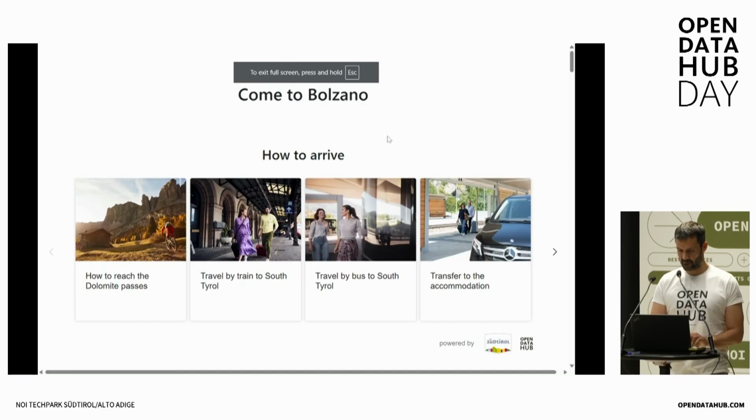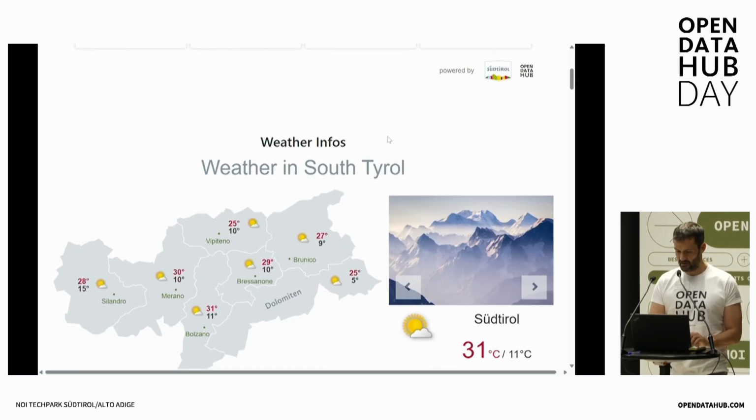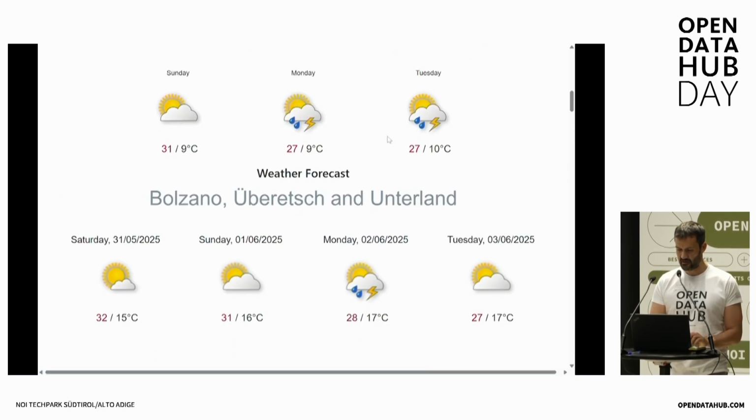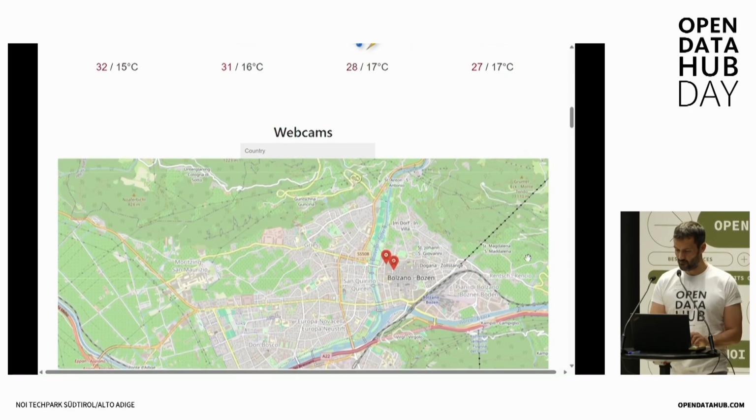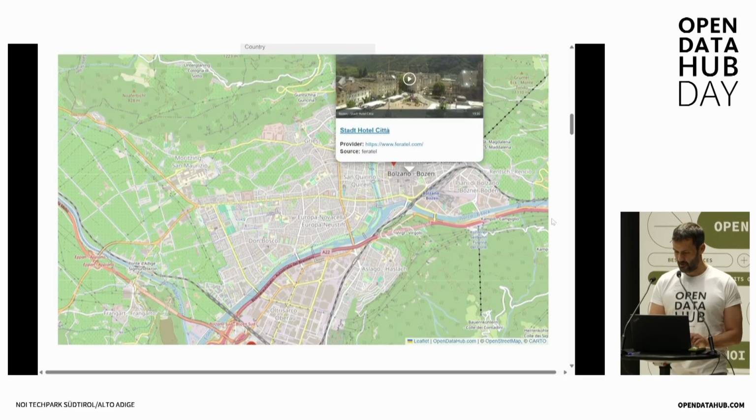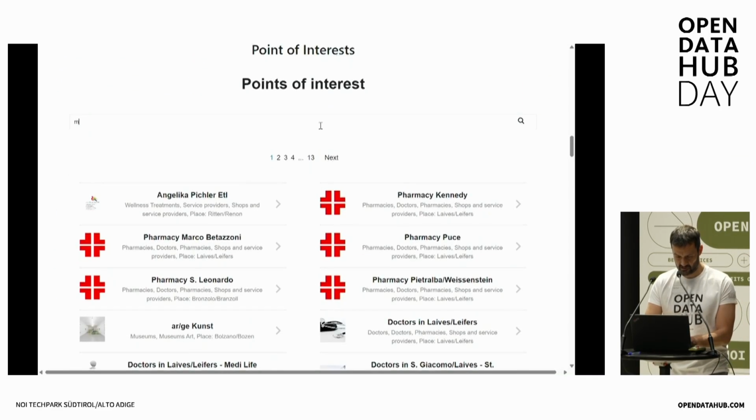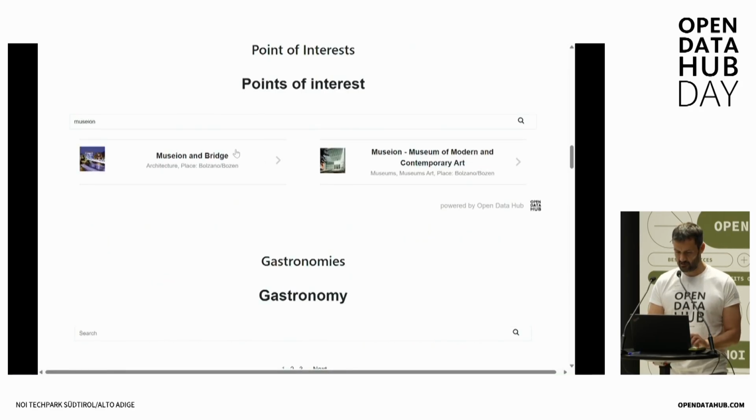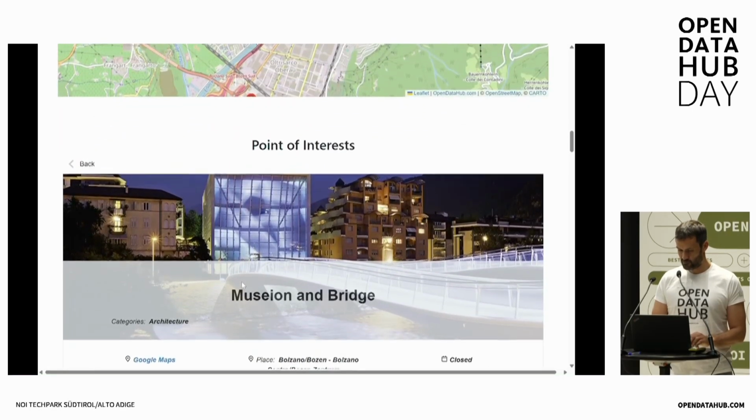We have information on how to arrive in Bolzano. The weather in South Tyrol is displayed. The weather forecast is filtered for Bolzano. We have webcams of Bolzano. Let's see. Okay. Then we have the points of interest. Let's look at an example. Museion is there. It's not a static web component. You can filter and do some interactions.